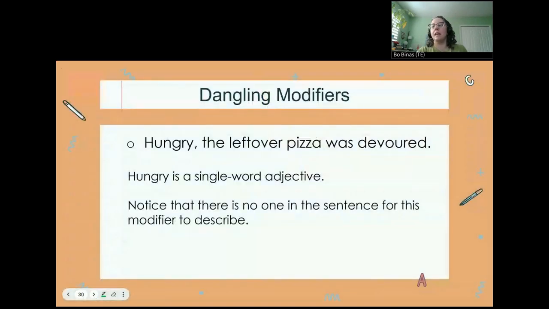All right, so let's take a look at this sentence. Hungry, the leftover pizza was devoured. So hungry is a single word adjective, just like when we did the word blue in that sentence. Hungry is a single word adjective. What do you mean?